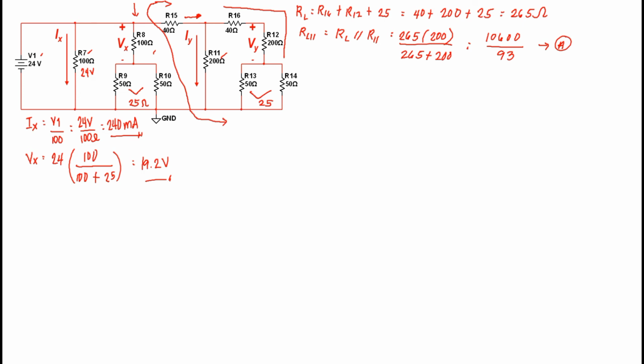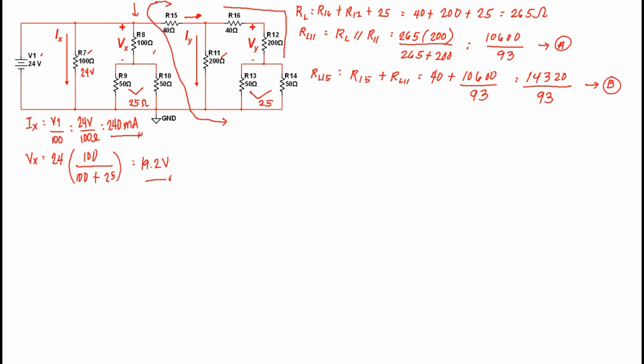Then after that, let us put it in series with R15. So let's say that is RL15. That is R15 plus RL11. R15 is 40, so 40 plus 10,600 over 93, and that is equal to 14,320 over 93. You can just store it in letter B.